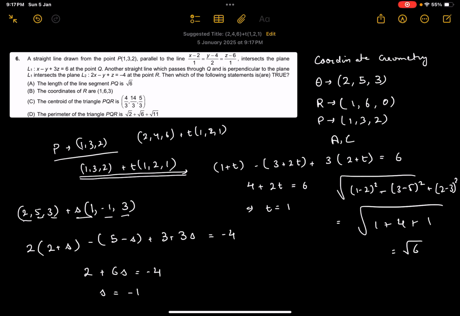The perimeter of the triangle PQR is, so we have PQ is root 6. Let's quickly find out QR and PR as well. So PR is (1 minus 1) squared, 0, plus (3 minus 6) squared, 9, plus (0 minus 2) squared, 4, that is root 13. So we must have a term of root 13, which is not in D. So the answer is AC.